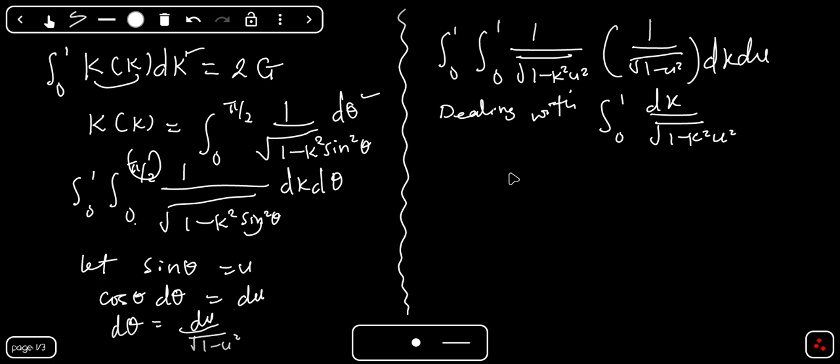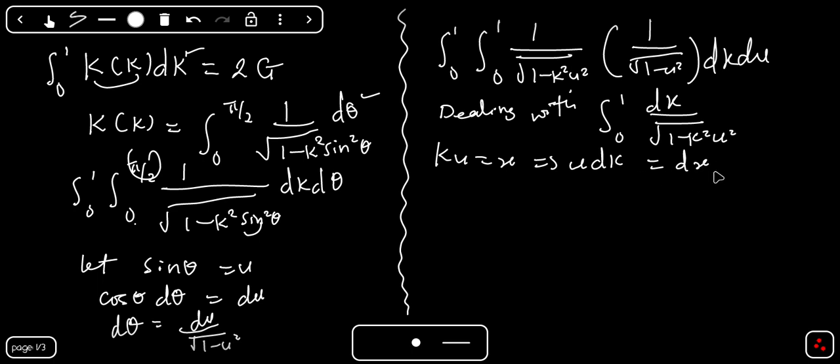So we can also make a substitution here. Let ku be equal to x. If you differentiate this with respect to k, you have u dk is equal to dx.